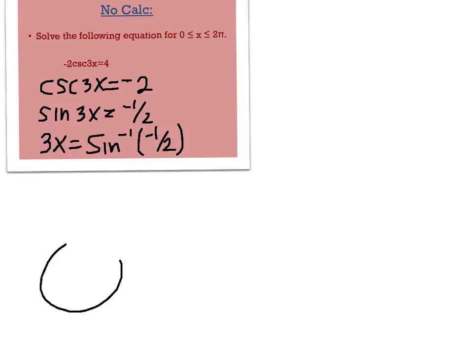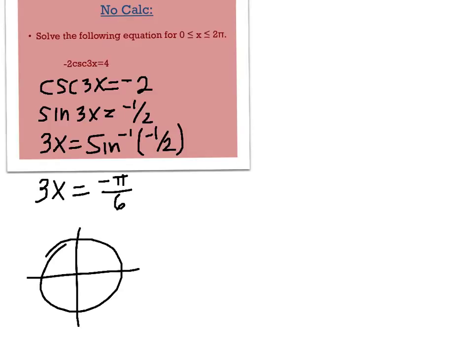When we take the sine inverse of negative a half, we know sine inverse has to come from quadrant 1 or 4. However, since the sine is negative, we're going to get that angle from quadrant 4. So our reference angle here is going to be negative pi over 6. Figure that out by either memorization or using the hand trick. We're looking for the reference angle when the sine is 1/2, which is 30 degrees or pi over 6, in this case negative pi over 6.